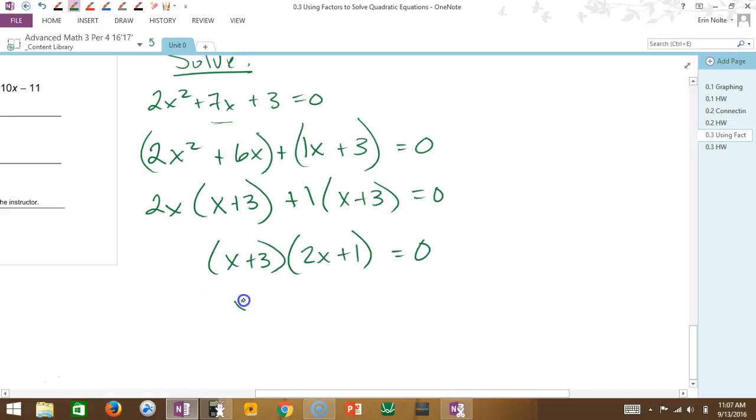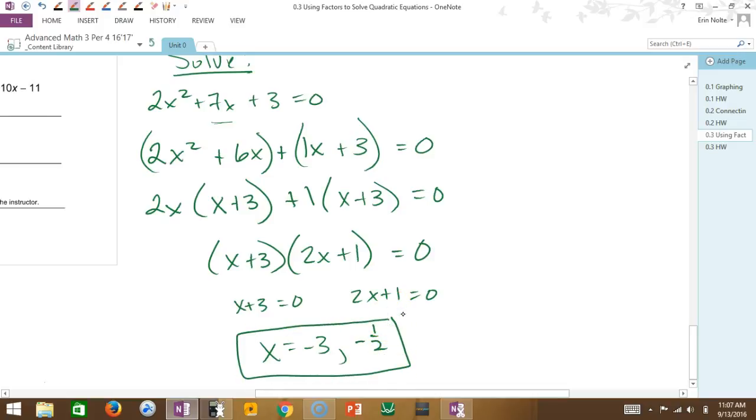-3. So x plus 3 equals 0 and 2x plus 1 equals 0. So everybody said -3 and -1/2. Can you do that in your head? Yes. You will. If you can't do it now, you'll get used to it.